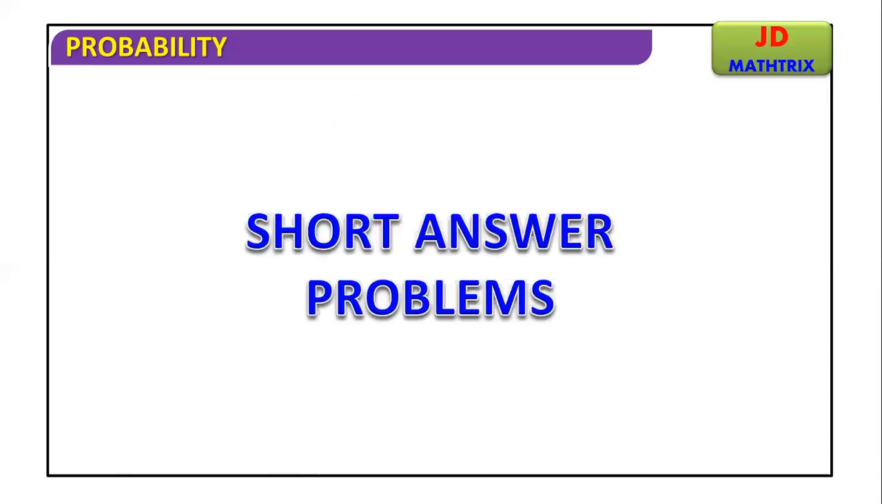Right, next one. Coming to the next problem, that is short answer problems in this exercise. So we are going to discuss short answer problems in this exercise. Totally we have 14 short answer problems in this exercise. So this is the largest, biggest exercise in probability.